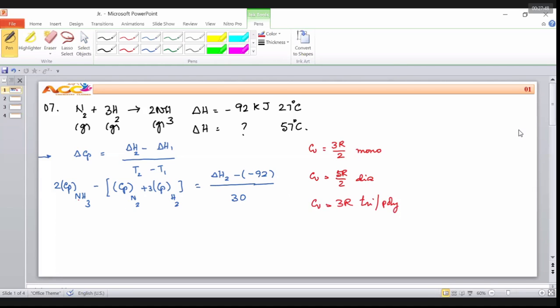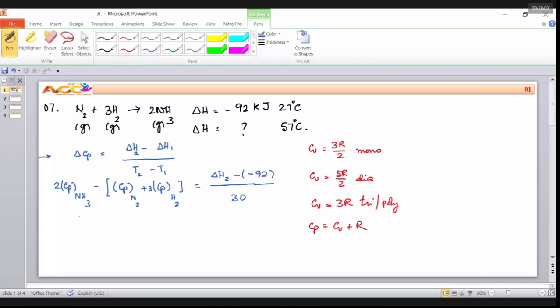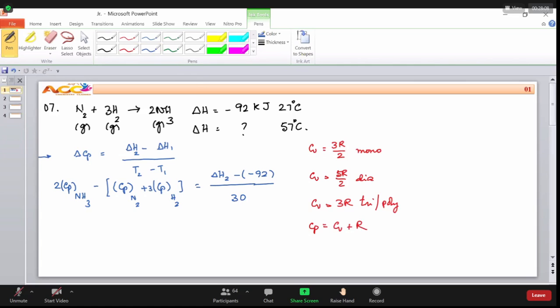No, sir, he's asking Cp. Okay, I know that also, sir. In the notes, I have given Cp is equal to Cv plus R. I have given you the equation Cp minus Cv is equal to R. Go ahead. Now, how to proceed? Very simple, sir. Cp of ammonia. Who is that fellow? Ammonia is a polyatomic gas.